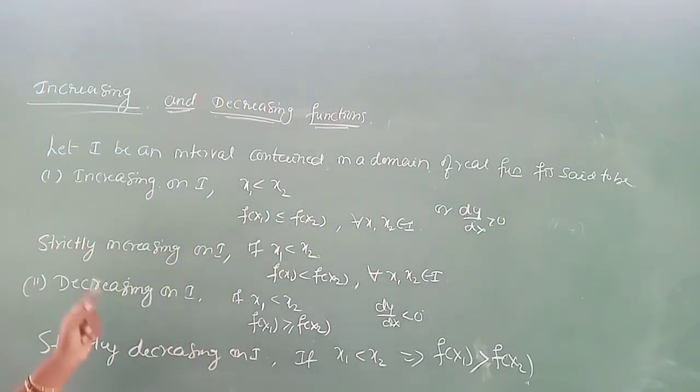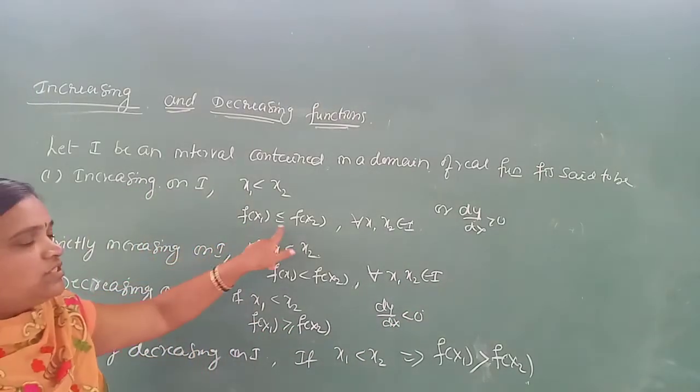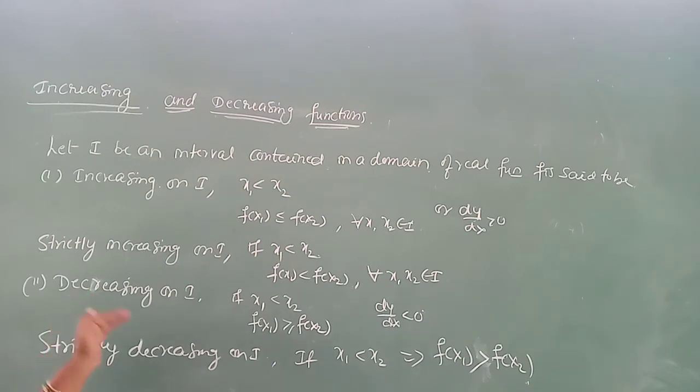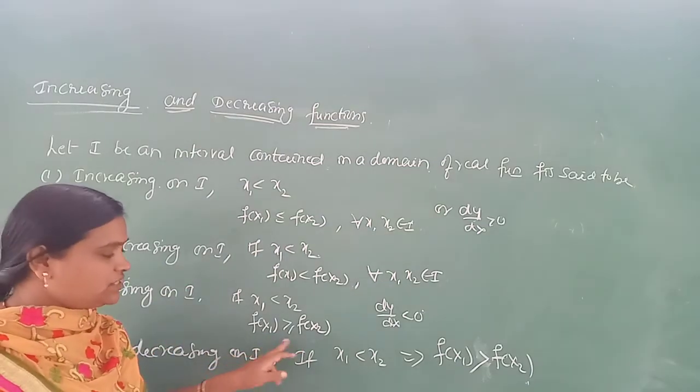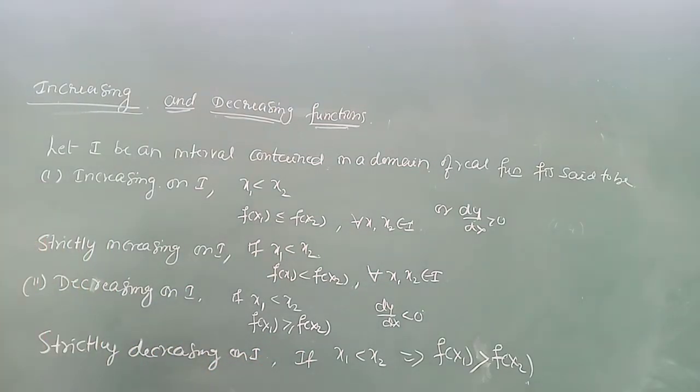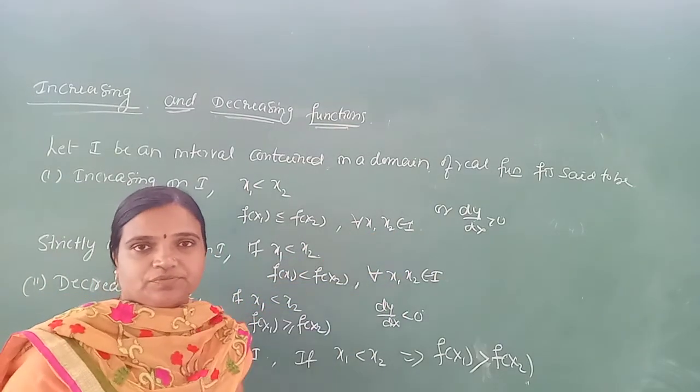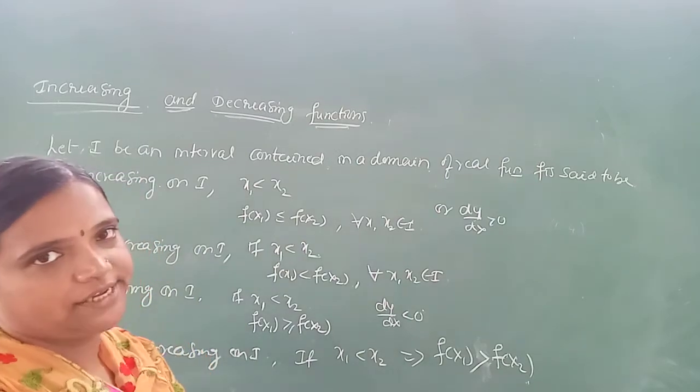As x increases, y increases. Therefore, this is the condition also. As x increases, y decreases. Therefore, this is the condition. Therefore, any one condition you have to remember. Either use this or this. And I explained both types.